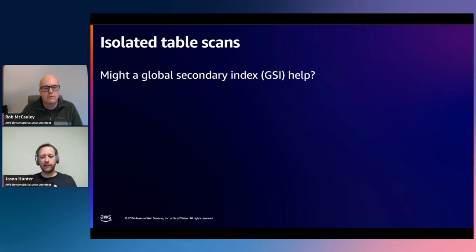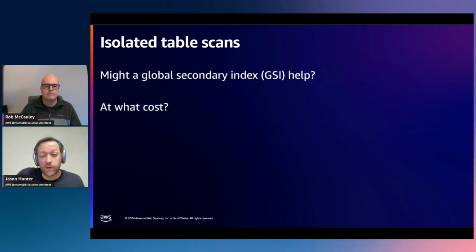It's kind of like in a relational database where you have a read replica. It's the same data, but it's just isolated over there, and you can bang against that one without worrying about what's going on in the main one. So yes, this can do it. You can basically give the downstream consumer access to the GSI, but at what cost?